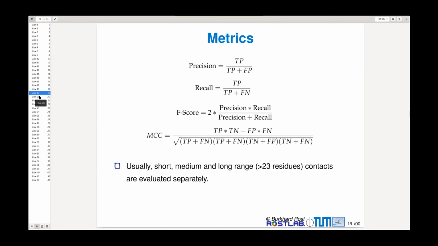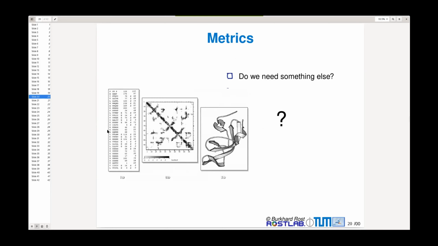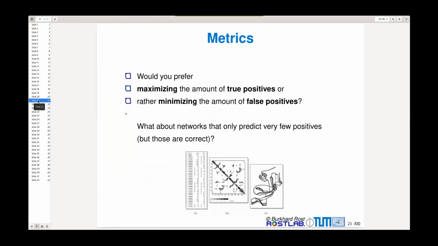Now, when you think about, again, what we want to do with those contact maps, let's just say contact maps because we're talking about these metrics, we want to use them as constraints for the 3D folds. Could you think of some problem with the metrics we talked about if we just use those? Could we maybe use something else? And to give you some direction, what would you do? Would you maximize the amount of true positives, or would you rather minimize the amount of false positives? And what will happen if you have a network that only predicts very few positives, but those are correct? Is that good? Is that enough?